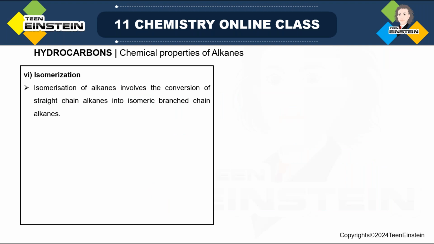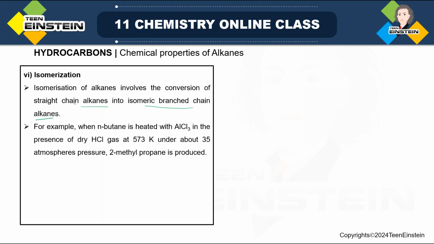Next reaction is number 6, isomerization. So one alkane will be converted to its isomer. Isomerization of alkanes involves conversion of straight chain alkanes into isomeric branch chain alkanes. Right? So here we will take example of n-butane. If you are heating it with aluminium chloride, this is the catalyst, in presence of dry HCl gas, temperature, this amount of pressure, you will get 2-methylpropane.